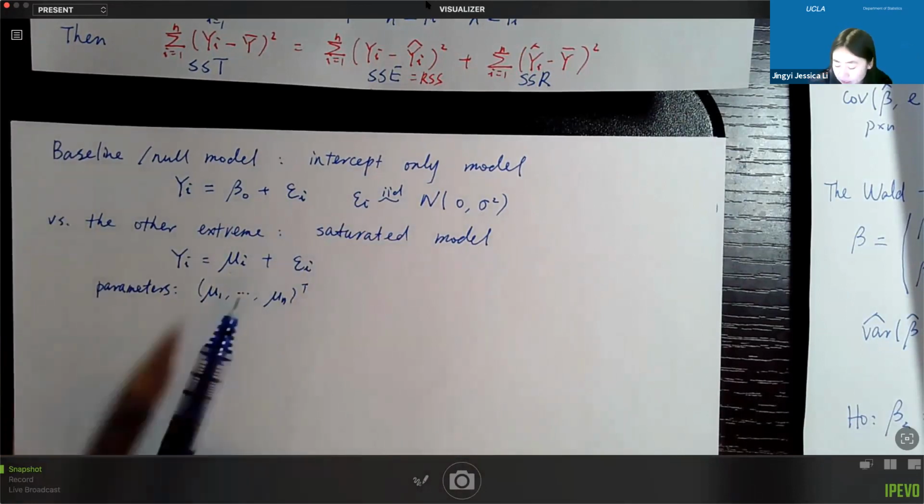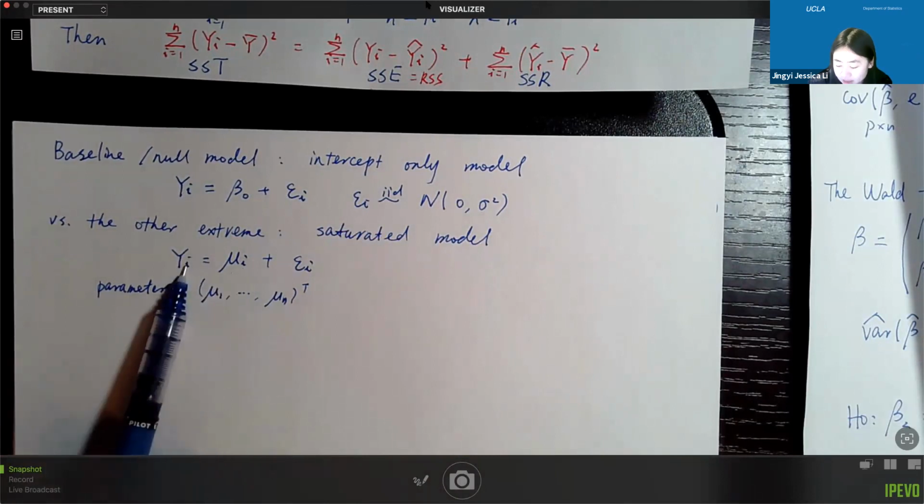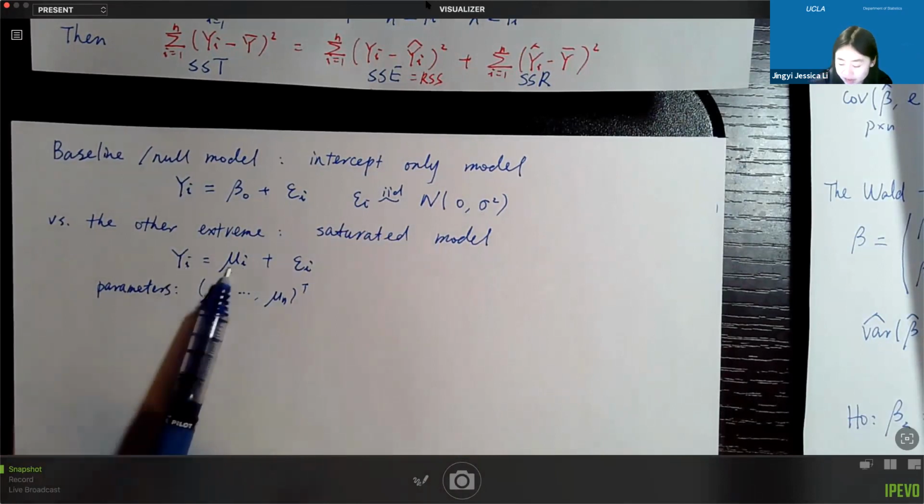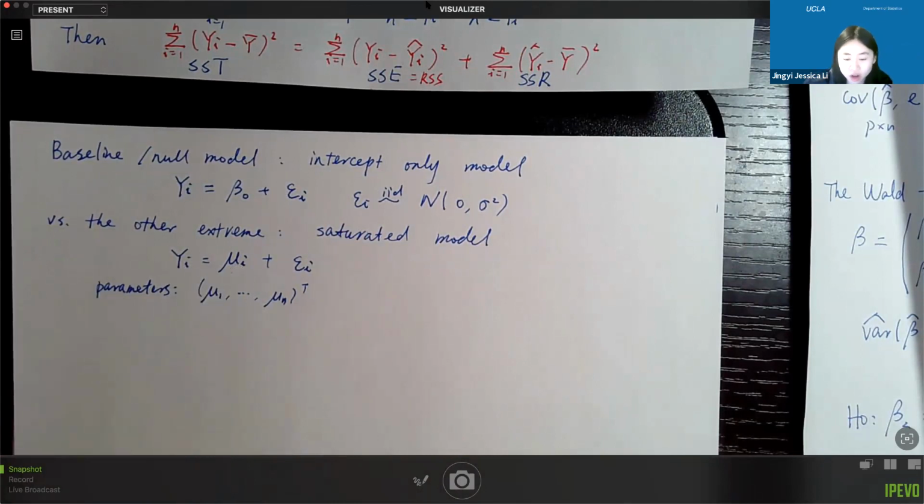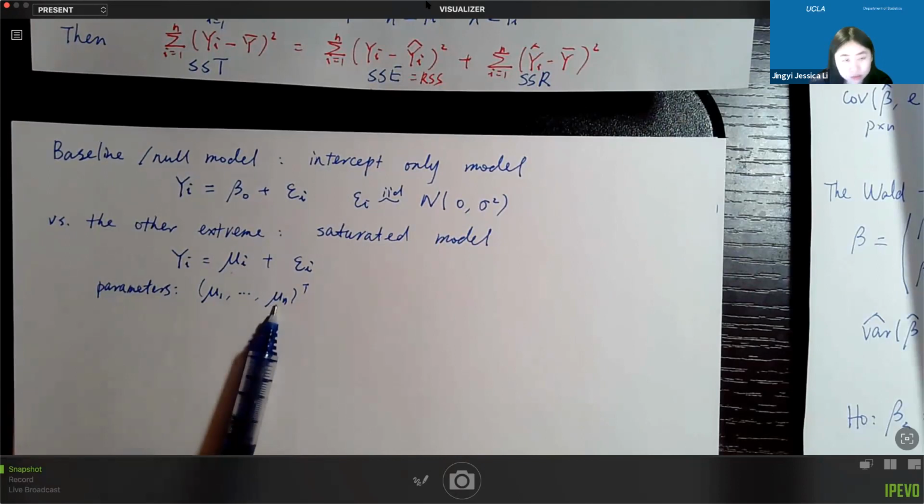You see that this model has n observations, and each one has its own parameter. It's not like the linear model, where we are trying to reduce the number of parameters to p, right? We're going to use predictors to reduce the number of parameters. But here we don't use any predictors to link those responses. We just assume each one has its own mean. So it becomes a one parameter, one observation scenario.